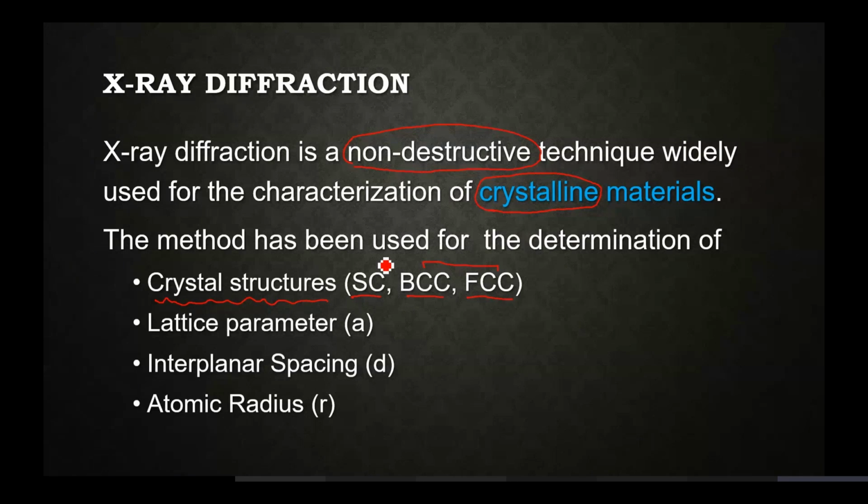It is used for the determination of lattice parameter, interplanar spacing. What is interplanar spacing? We'll come to know of it. And atomic radii. This atomic radii would essentially give me the information about the material if it is in the elemental form. But before that, can different materials have body-centered cubic crystal structure?